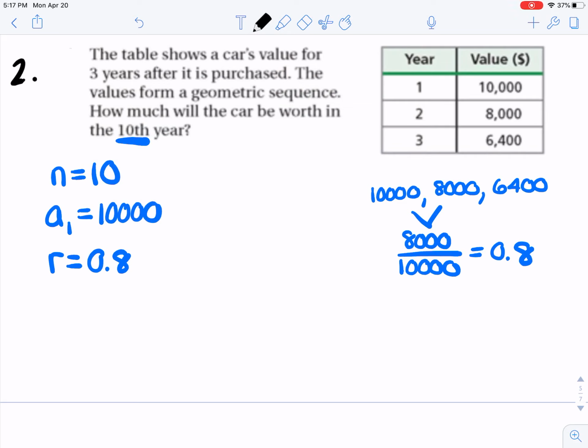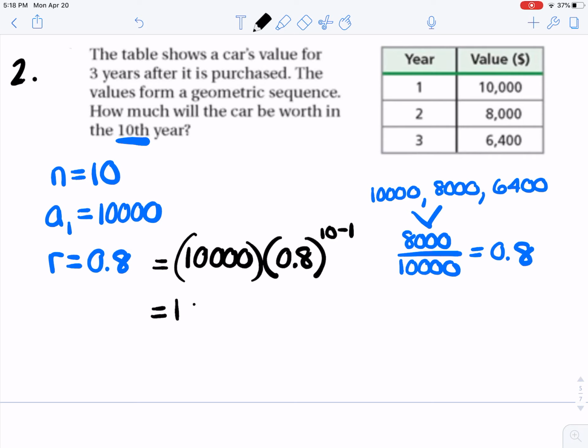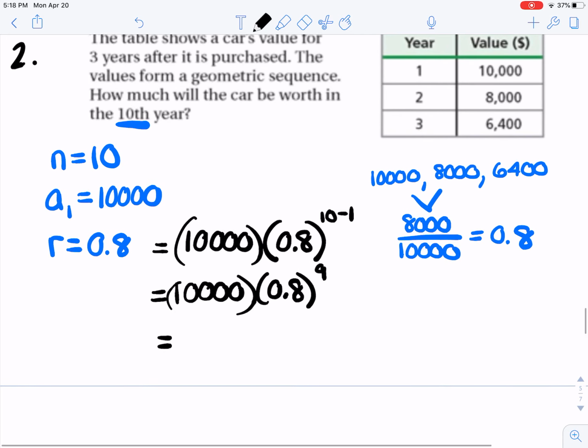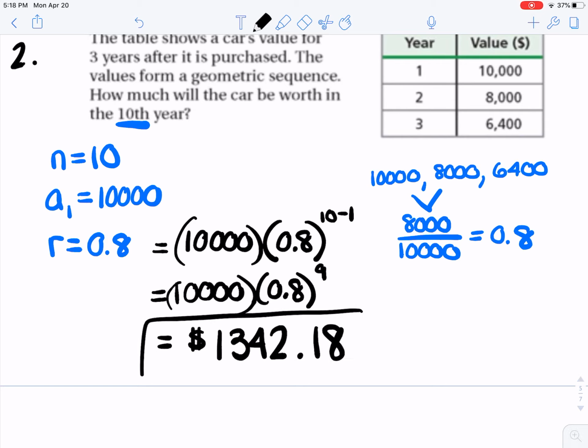Now the easy stuff is plugging it into the formula. I've got 10,000 as my first term. Common ratio is 0.8. And I've got 10 minus 1. 10,000 times 0.8 raised to the 9th power. This is going to give me $1,342.18. For 10 years, you're driving a car that is worth $1,342.18. At least it's worth something and you're driving it around.